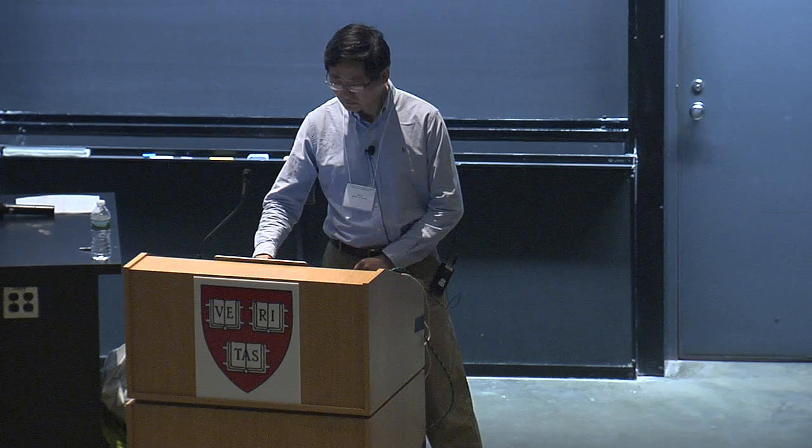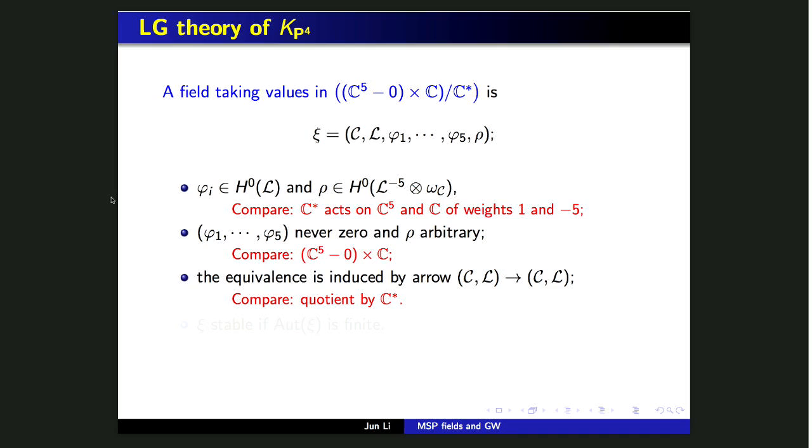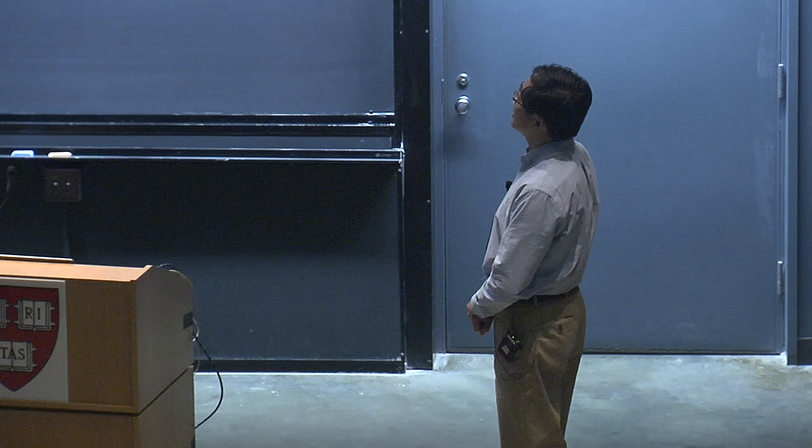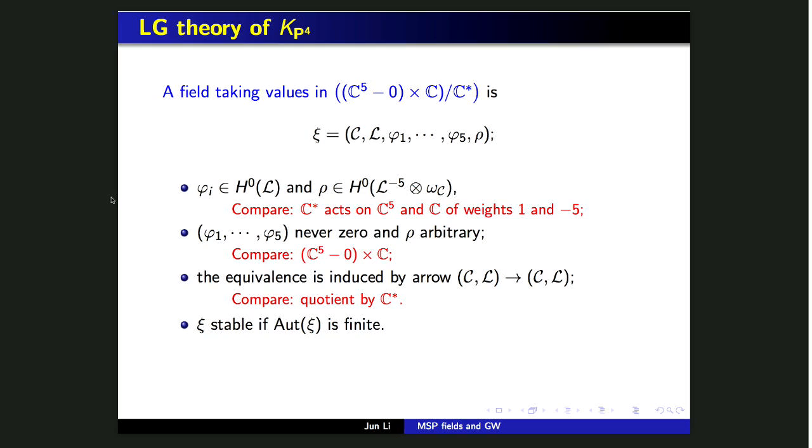And the equivalence is because the line bundle is at the stack level, so you can scale the line bundle. If you scale the line bundle, you scale the phi together by t, but then you scale rho by t to the minus 5, because of the weight. That explains the meaning of the quotient by C star. So that's exactly the field theory. Then we put in the stability condition: it's stable if the automorphism group is finite. So we're literally copying the first line, taking a field theory inside this quotient, interpreting minus zero and also quotient by C star, and also the weights 1 and minus 5. The new thing is that for the weight of minus 5, you have to take the line bundle L to the minus 5 twisted by the canonical line bundle.